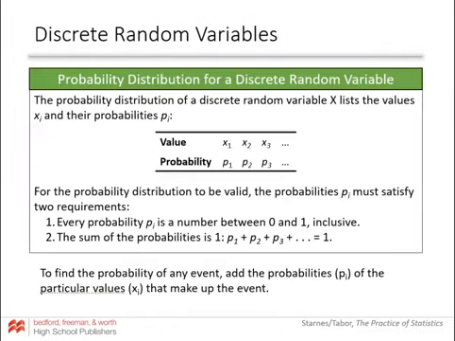So the probability distribution, this is exactly what we looked at last time with probability models. It has a list of all of the values that the random variable can be equal to, and then the probability of each of those values occurring. There are 2 requirements, and this is not new. Every probability has to be between 0 and 1, and the sum of the probabilities has to equal 1. If I want to find the probability of any certain event, I just add those probabilities together depending on what the event is.